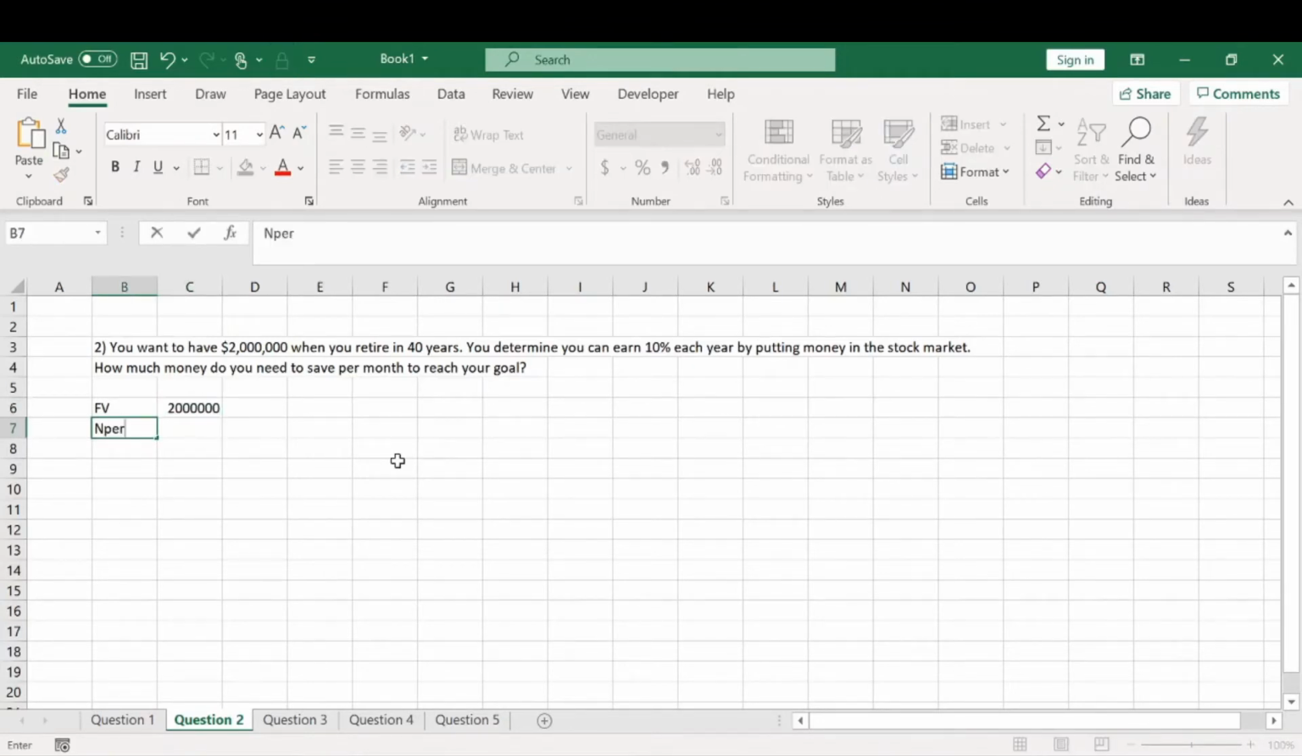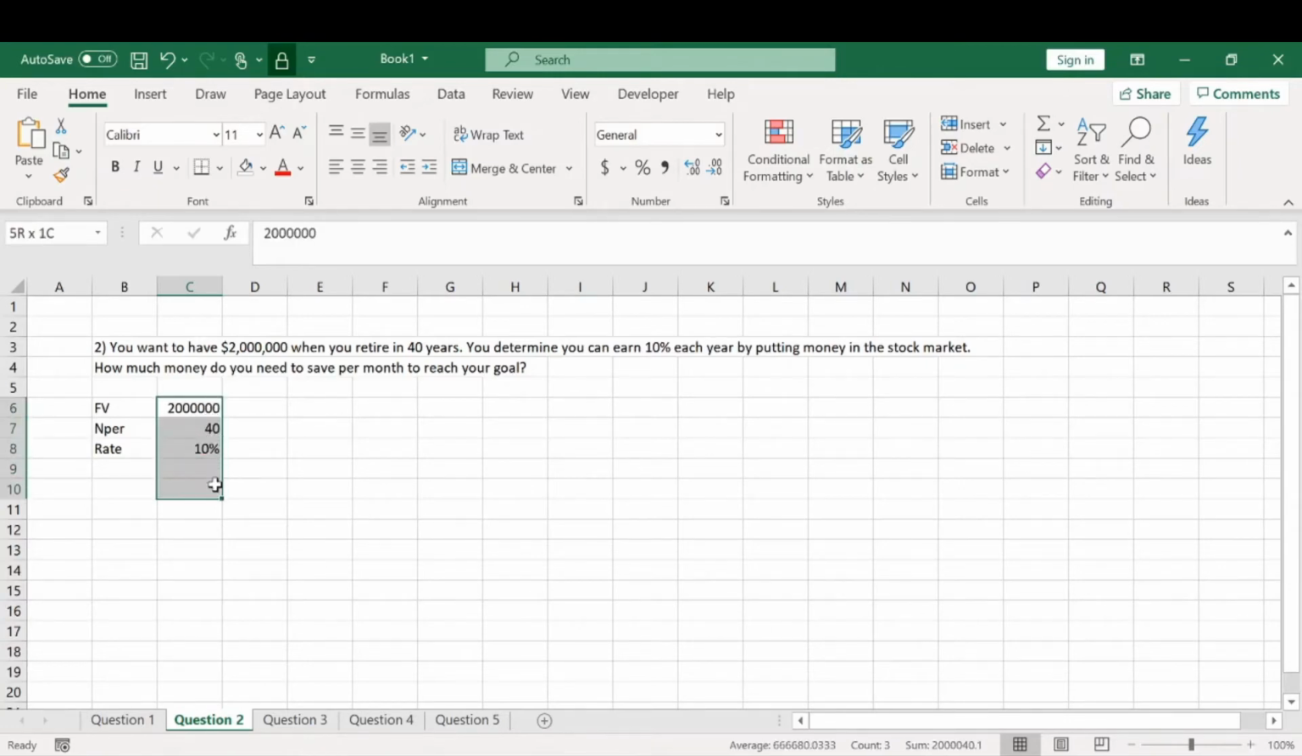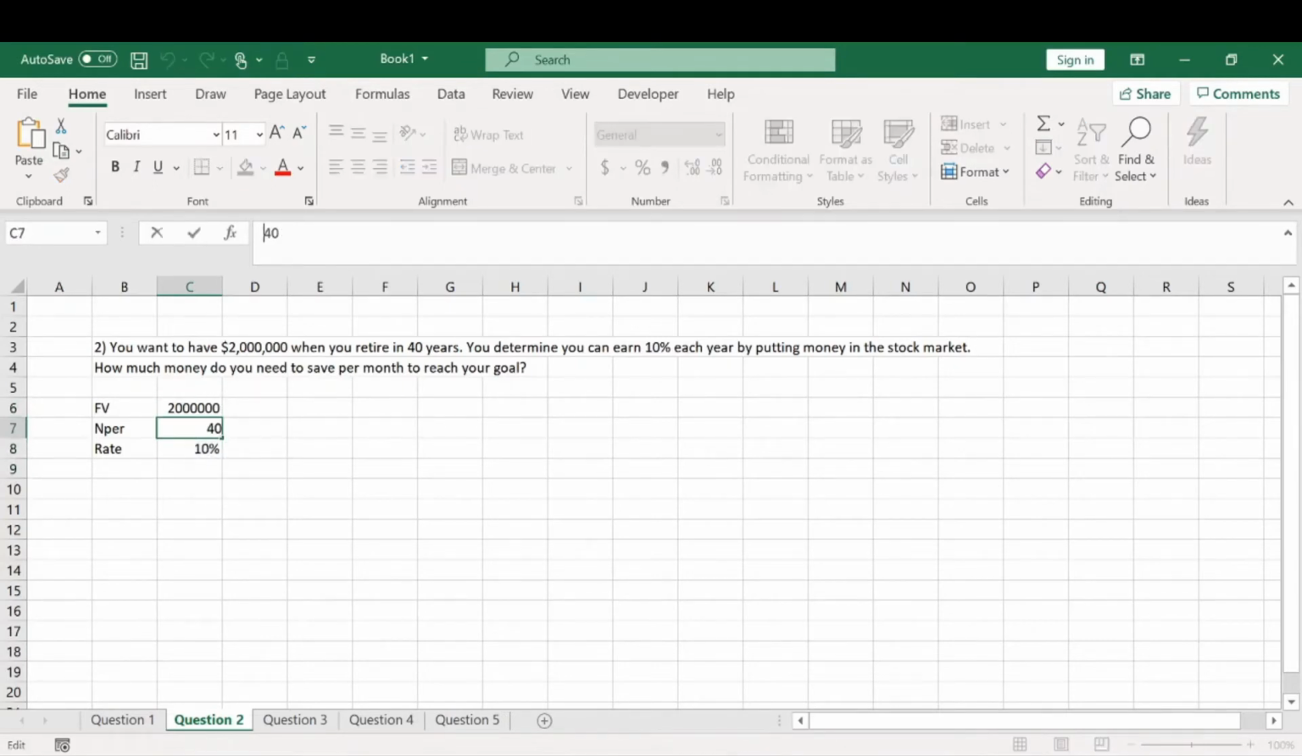So we know the future value is $2 million. We know the Nper to be forty years. And we can see that the rate of return is 10%. It wants this in monthly, remember? When calculating these problems on your own, you've got to make sure all the units are in the same measurement. If you want to calculate it annually, make sure they're all annual. If you want to find monthly, make sure they're all monthly. So we're going to change the number of periods to monthly. We'll do 40 times 12, and we'll do the 10% divided by 12 to get the monthly rate.